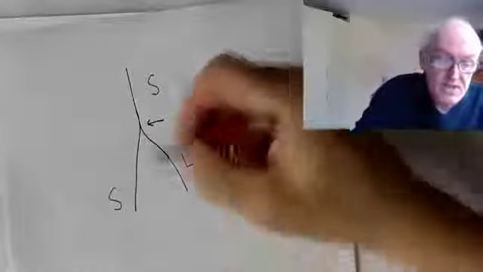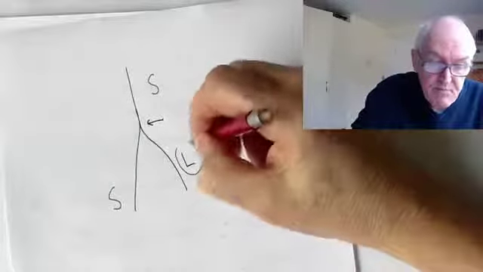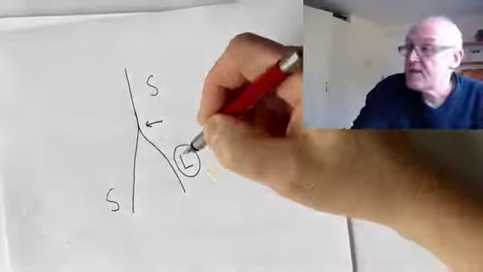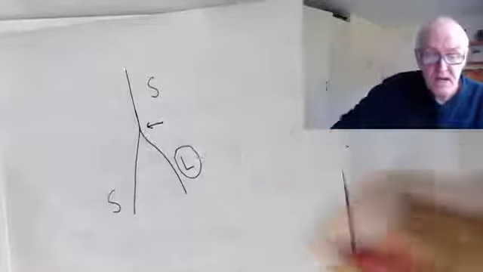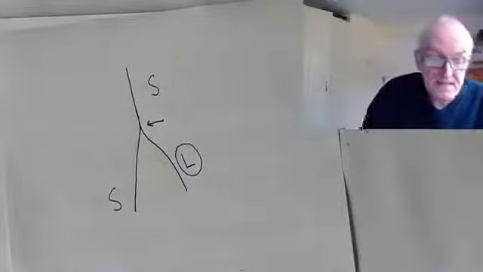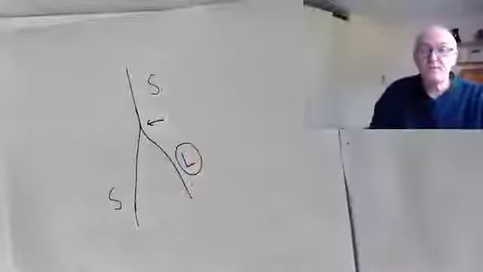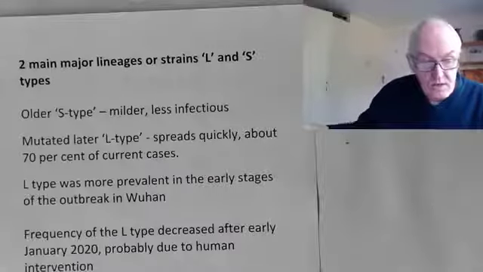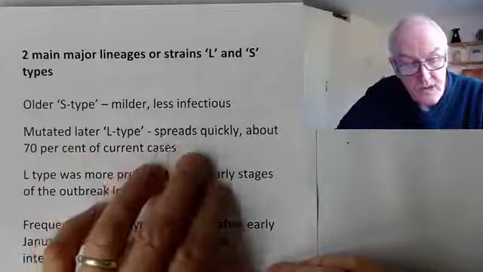So we now have these two. And the L form is considered to be more infectious and more virulent. It can transmit more easily from person to person, and it can cause more severe disease. So now we have two forms, two main strains in the world. Now the mutated, later L type spreads more quickly.